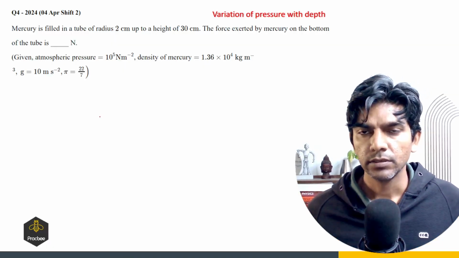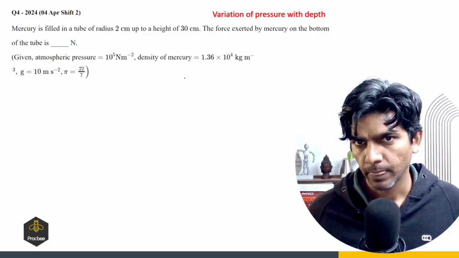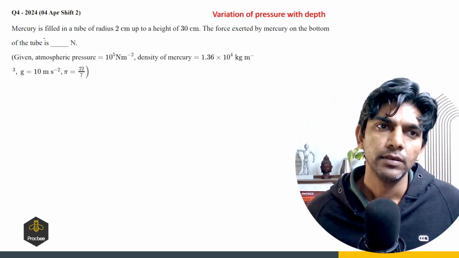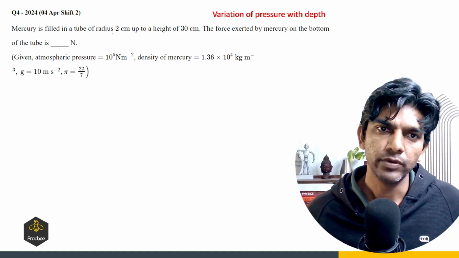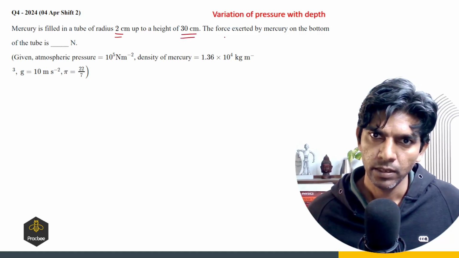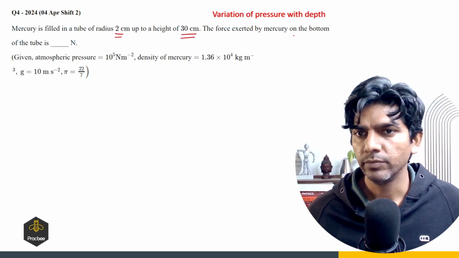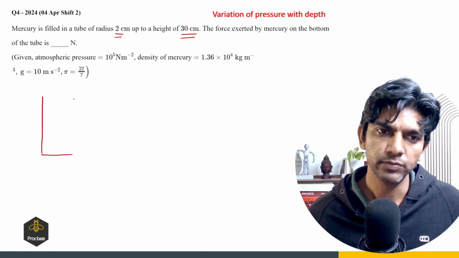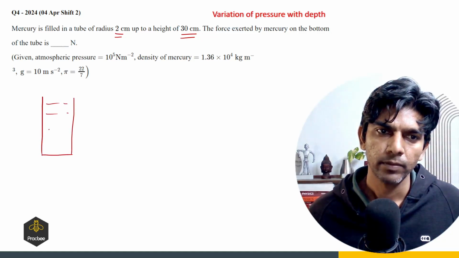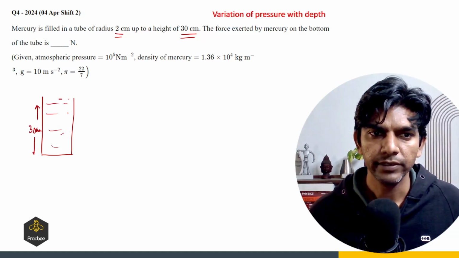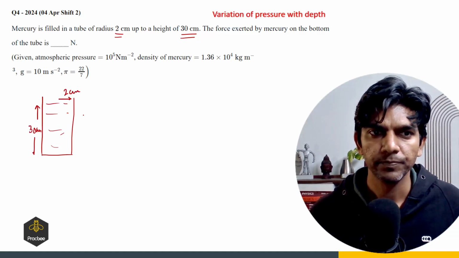Right, so the next problem type from fluids, the first problem type, is from the variation of pressure with depth. Mercury is filled in a tube of radius 2 centimeter up to the height of 30 centimeter. Find the force exerted by the mercury on the bottom of the tube. So there is a tube which contains mercury, and this height is given as 30 centimeter. Radius of the tube is given as 2 centimeter.